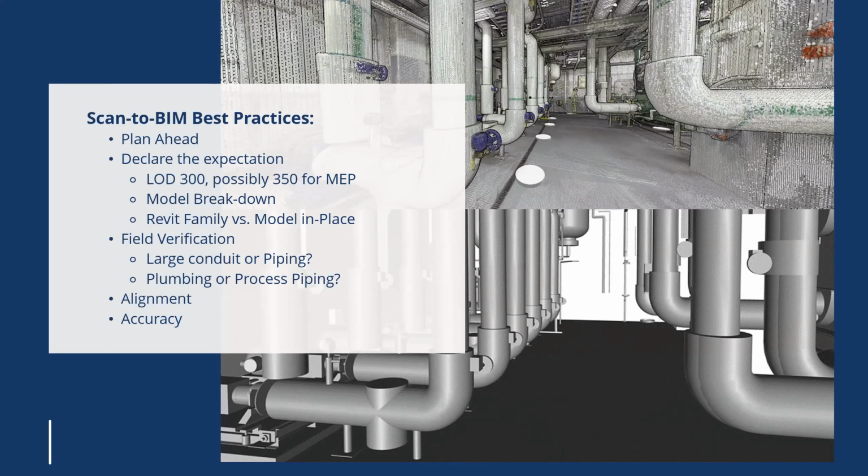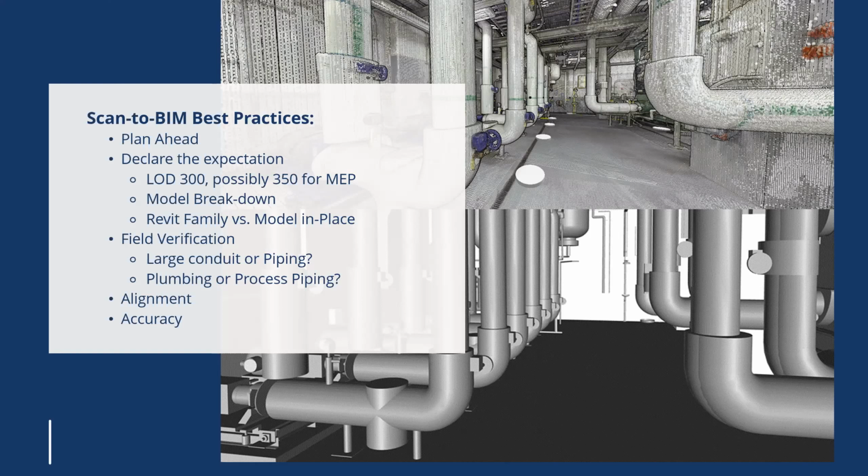The second point here is to declare the expectation upfront. What is your goal? Do you simply want to have a spatial representation of the existing services or something else? What level of development do you want to have for the scan-to-BIM model? How do you want to break down to disciplines? Typically, we would recommend LOD 300, possibly 350 for MEP, unless we want to take over the model and add more effort to it.